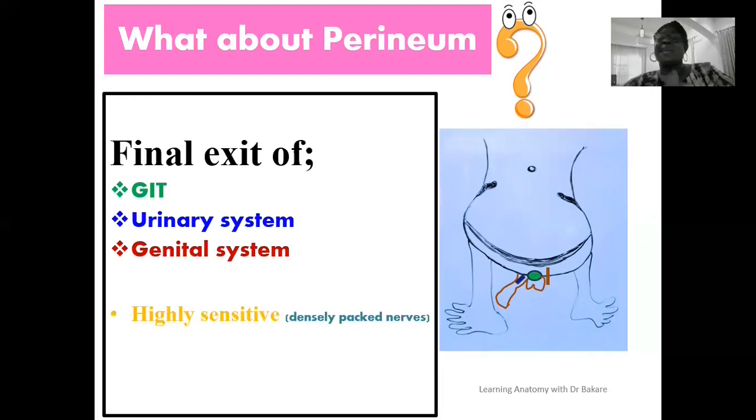And this area is seen to be highly sensitive. It is a highly sensitive region because of the densely packed nerve endings that are located around the space. The number of organs that we have highlighted in the perineum are seen to be supplied with bundles of nerve endings. And this is what makes this area to be highly sensitive.